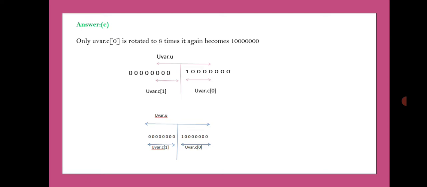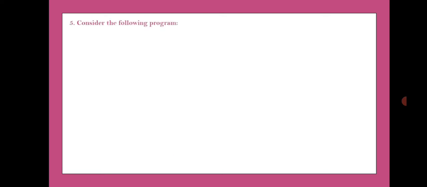Let's consider the next program. Here in this program, int a equals to 3, we are calling a function called e of a, void e int n. If n greater than 0, e of pre-decrement n, printf percentage d comma n, and once again we are calling e of pre-decrement n. What would be the output of this program?